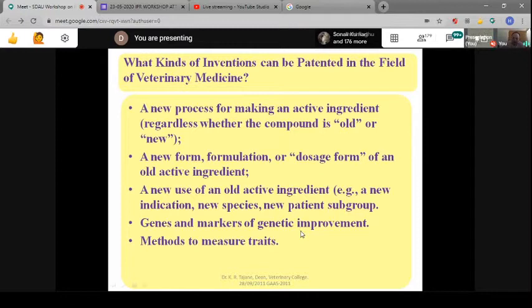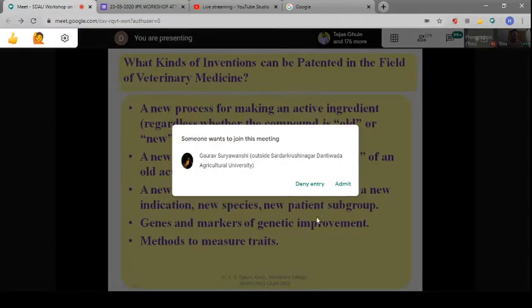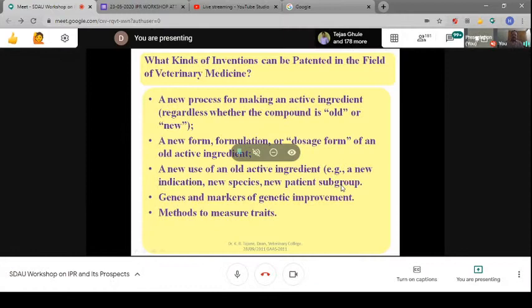The new use of old active ingredients. For example, take aspirin. When it was introduced, it was ill reputed for causing gastric hemorrhage and thinning of the blood. But right now we are using aspirin in patients whose blood shows a higher level of cholesterol, or patients who are susceptible to intravascular blood clotting. So older molecules with newer use can be protected.